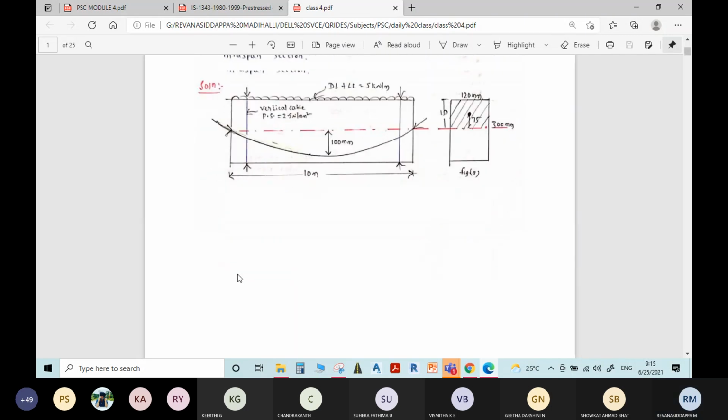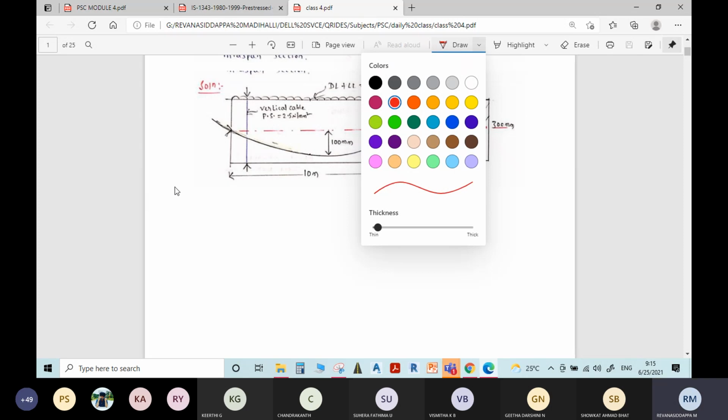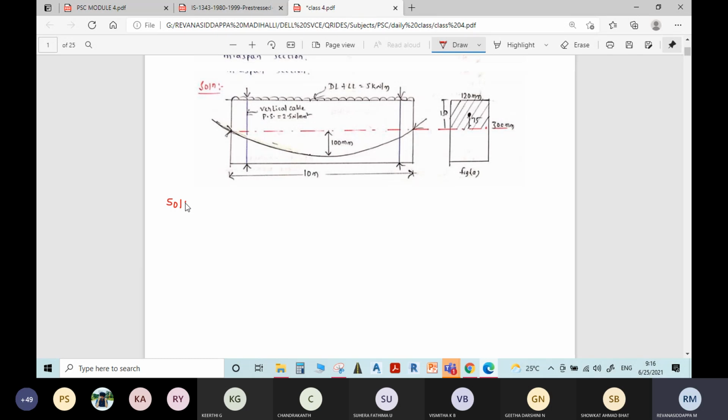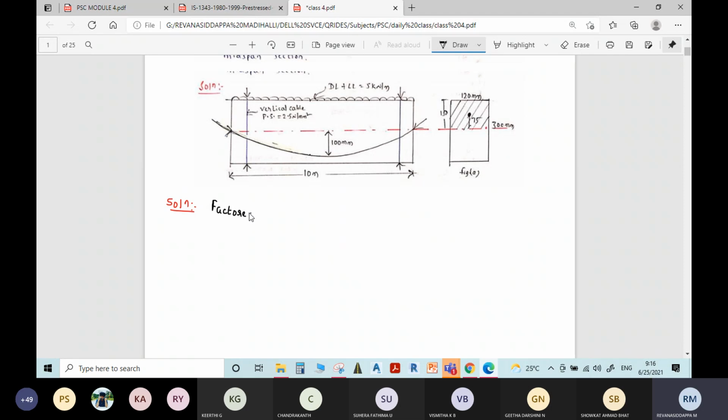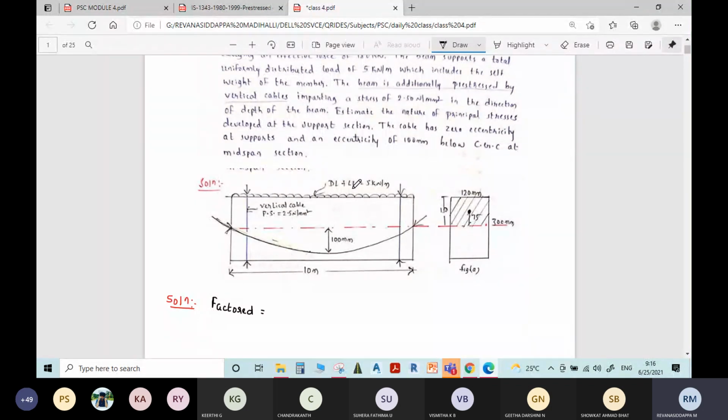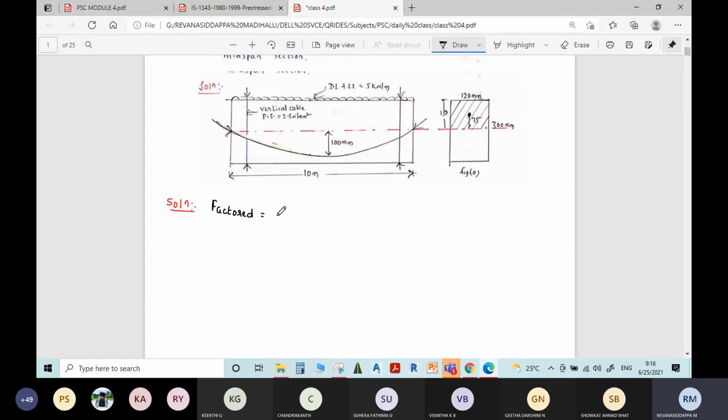So the total load is given. By this, you calculate the factored load. Sometimes the factored load will be calculated, sometimes the problem will be solved for the given load only. For both you will get full marks, because some authors have done it considering the factored load, and some authors have just taken whatever load is given in the problem and solved it. In your examination both cases will be considered. Answers for both cases, without factored load and with factored load, will be considered, no problem with that.